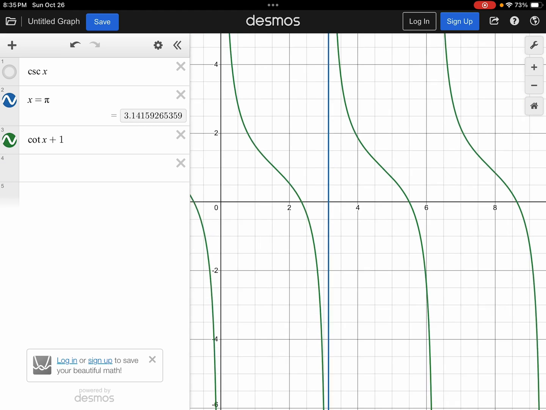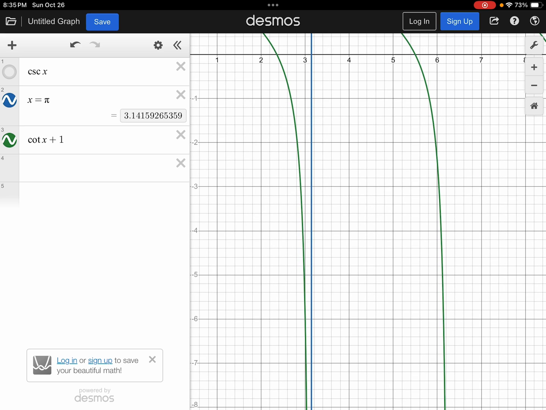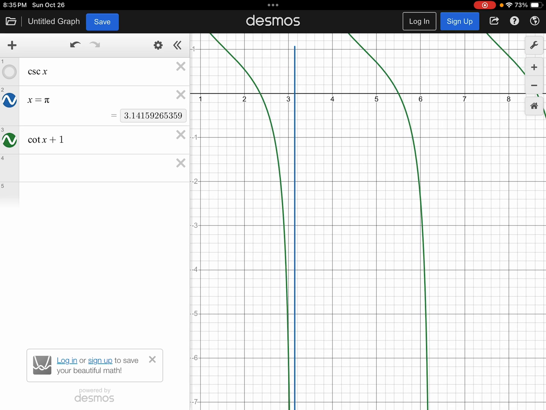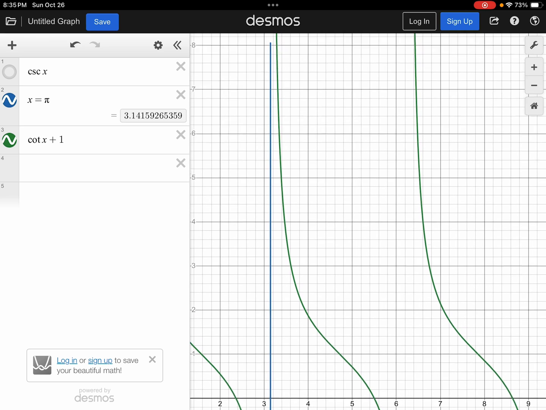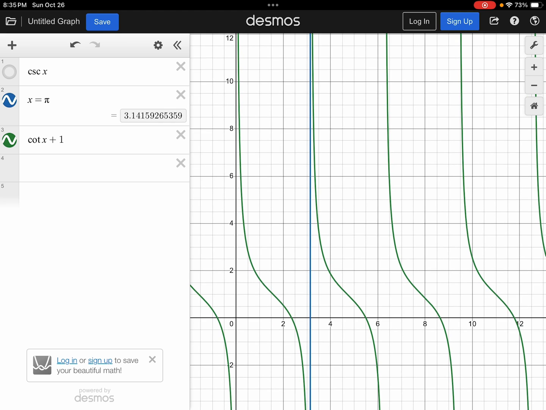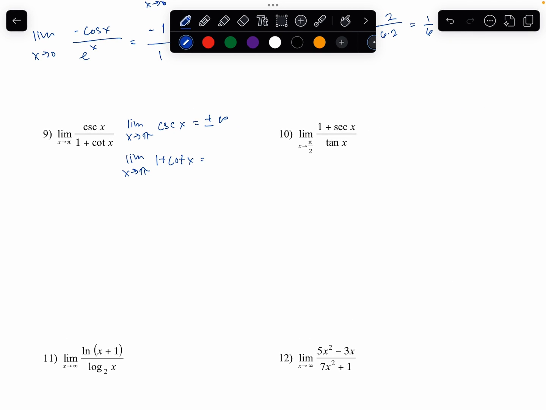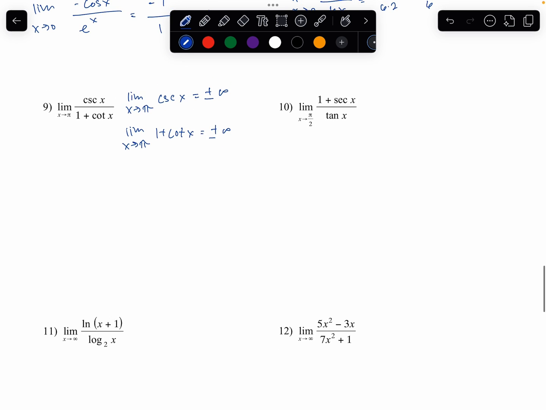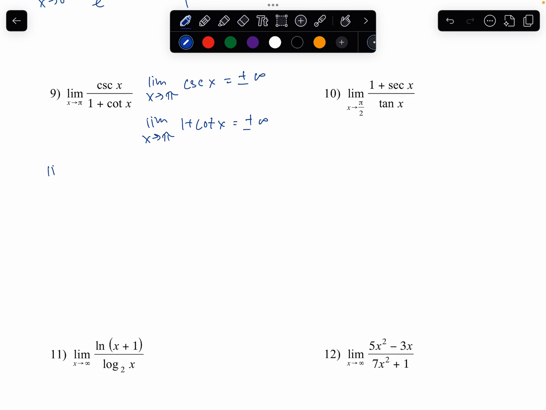So you can see the same thing: if you're evaluating it from the left side, it goes to negative infinity. If you evaluate the limit at pi from the right side, it goes to positive infinity. So we get positive, negative infinity, which is an indeterminate form. And so in that case, we can do L'Hopital's rule.